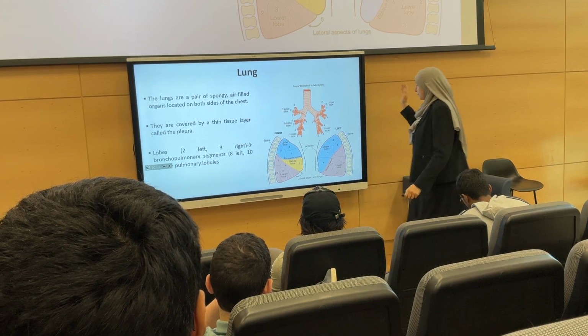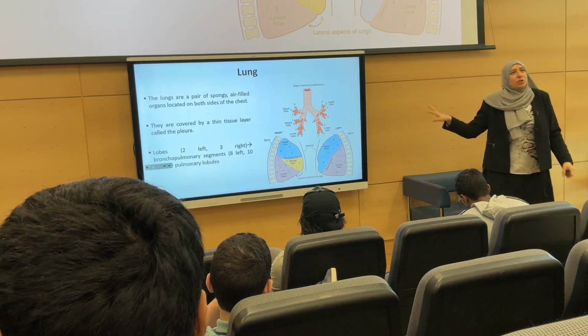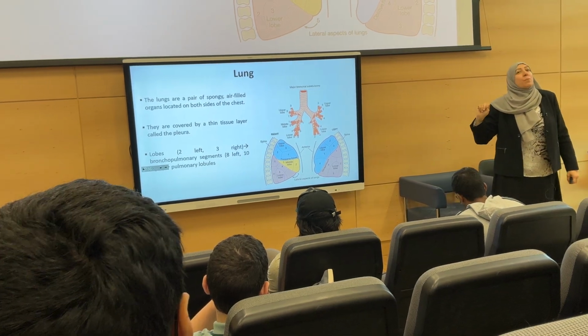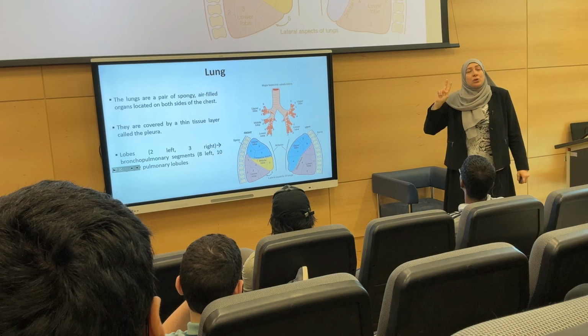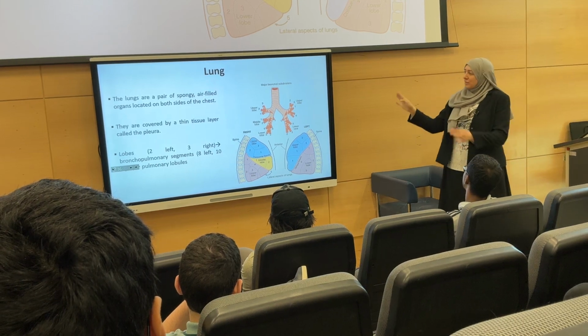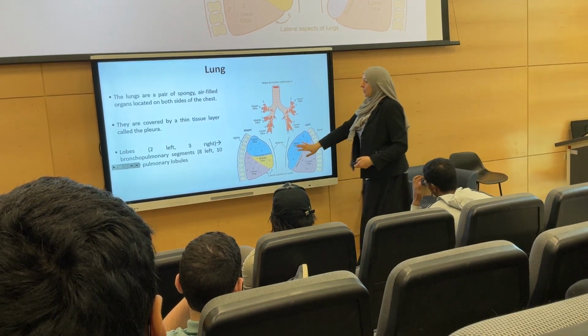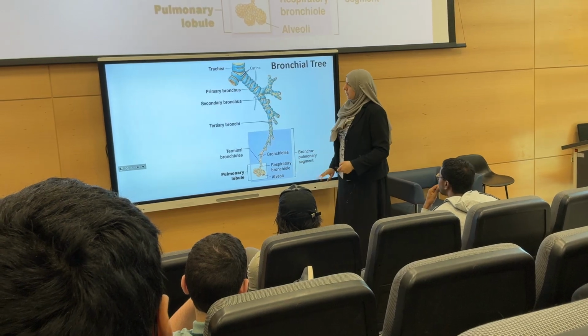Okay, so on the left side, how many lobes do we have? 2. How many lobar bronchi do we have? 2. On the left side, we have 3 lobar bronchi. No. So let's go to this slide again.